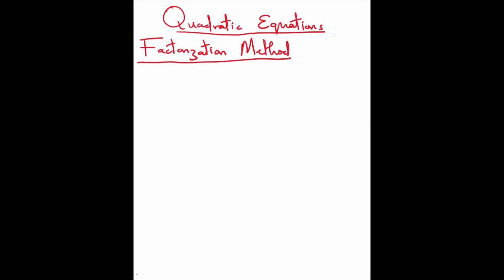This is Mr. Prince Maths and Science class, and in this video I'm going to be teaching how to solve quadratic equations by factorization method. Quadratic equations are written in the form ax squared plus bx plus c equals 0. So this is the first term, this is the second term, this is the third term.